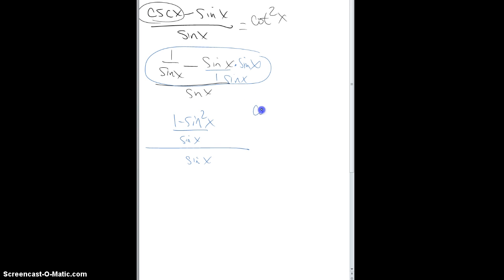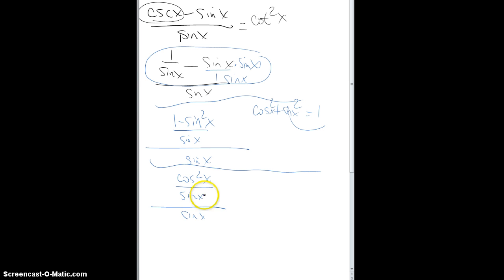All right, so then again, we have that fundamental trig identity, with my variable in there, equals 1. If I subtract the sine squared, I know that that's cosine squared. So I get cosine squared of x all over sine of x all over another sine of x. Okay, so that's where I'm at right now.